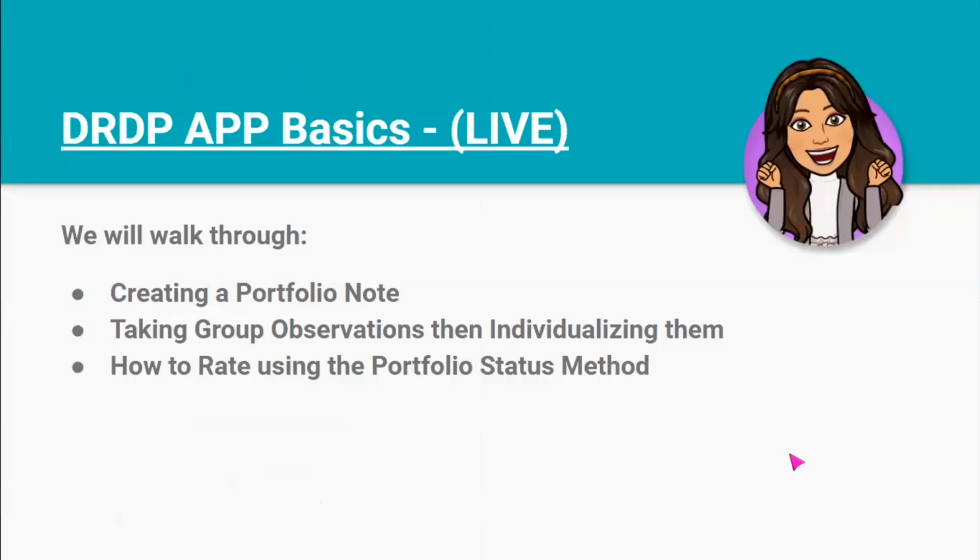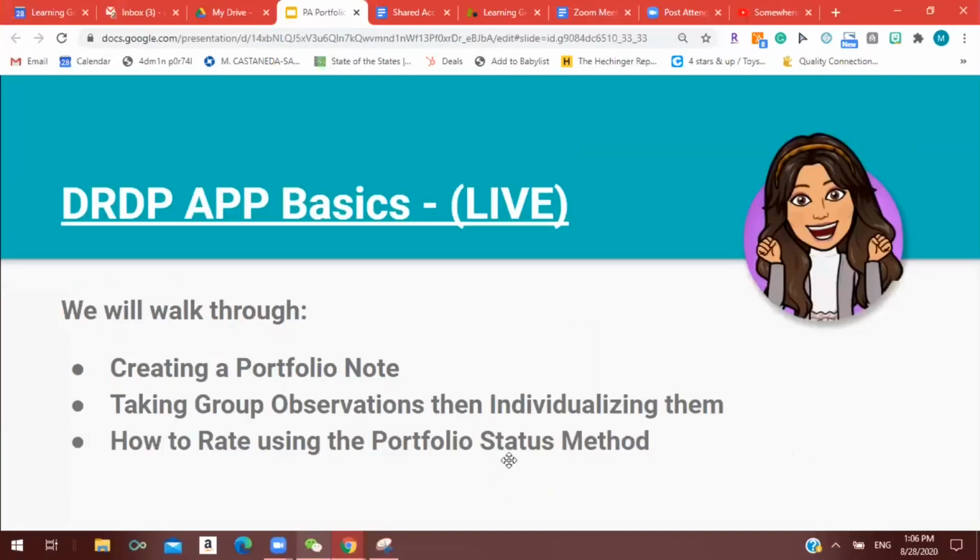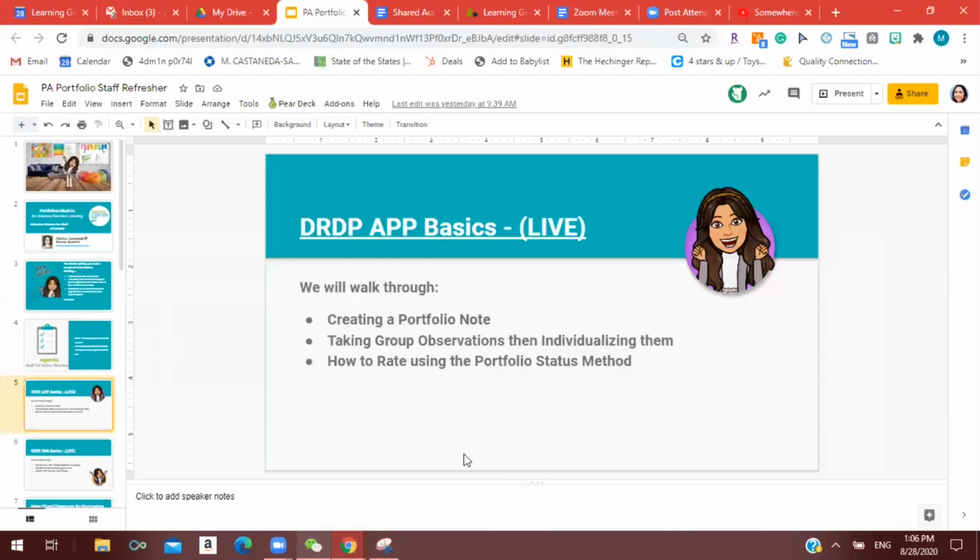Okay, so we're going to start off first with the app. We're going to go over how to create a portfolio note, how to take group observations, then individualize them. Also, how to rate using the portfolio status method. So let me go ahead, and now you guys are going to see a new screen.